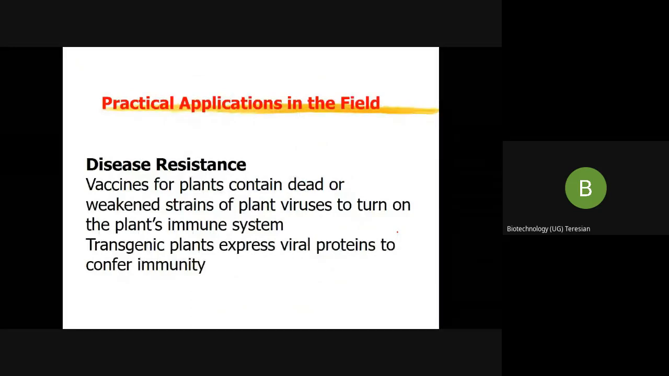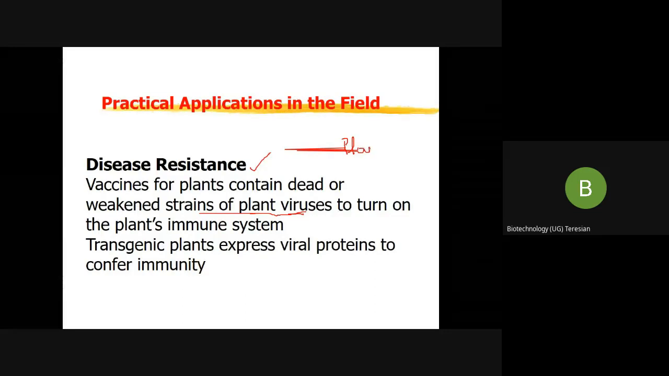The last one we are going to see is the practical application, which is another question they asked: the future prospects of biotechnology. One is to provide disease resistance. For this, vaccines for plants contain dead or weakened strains of plant virus. There are many viruses which are infecting your plants. So these are my plants which are being infected by the virus.